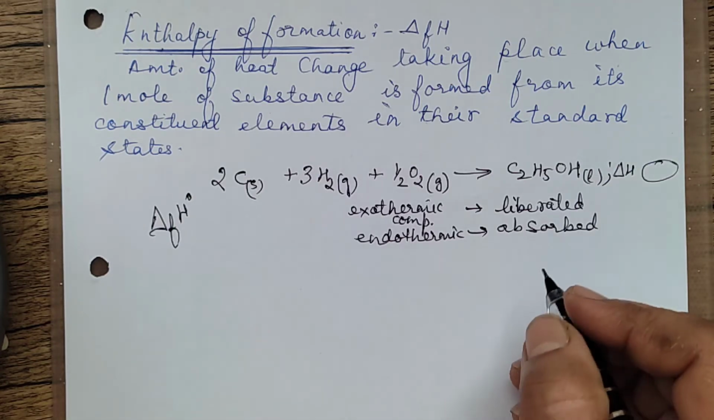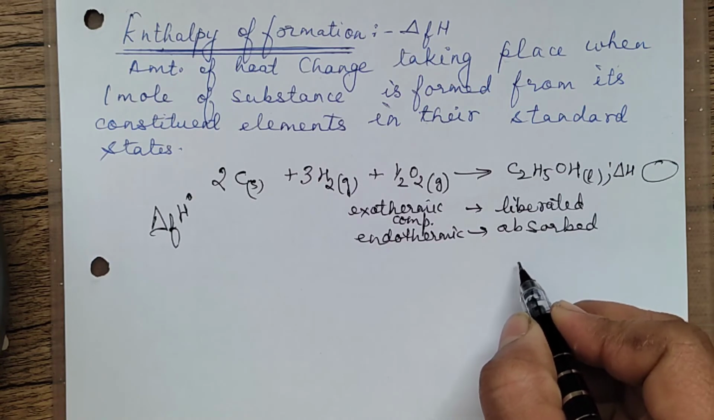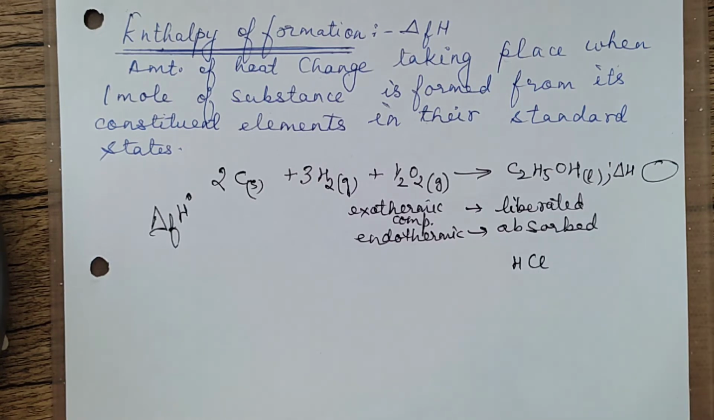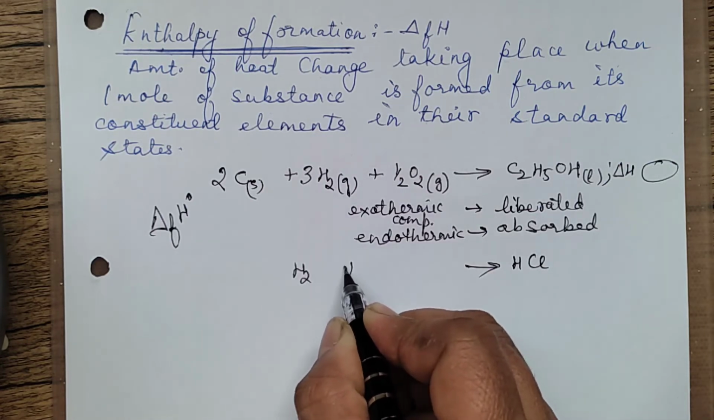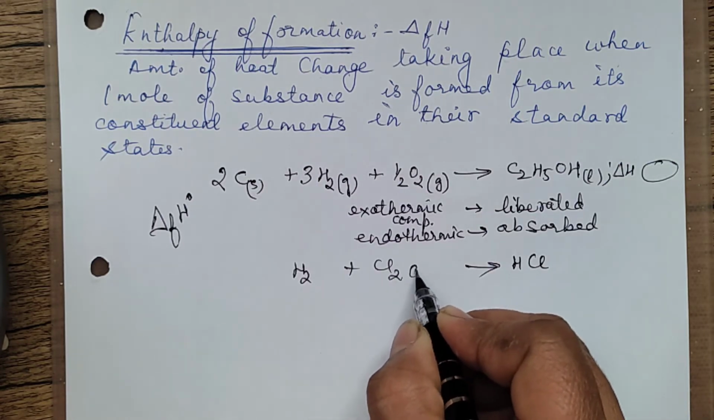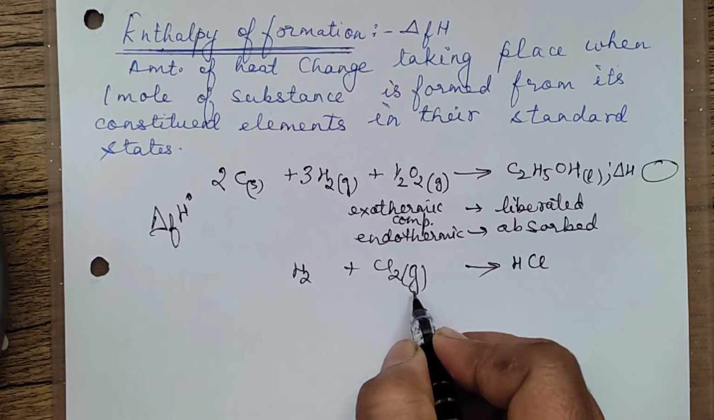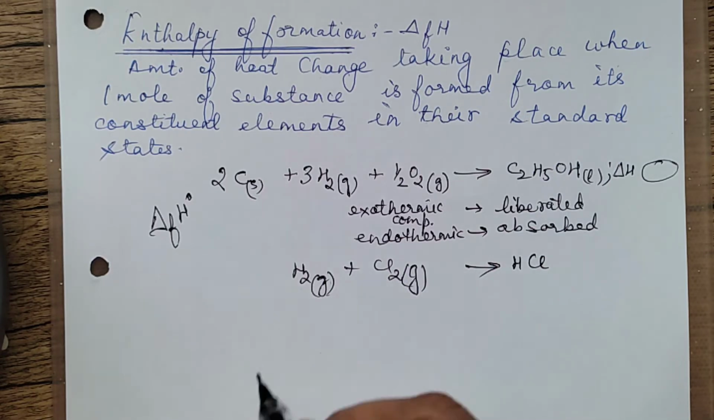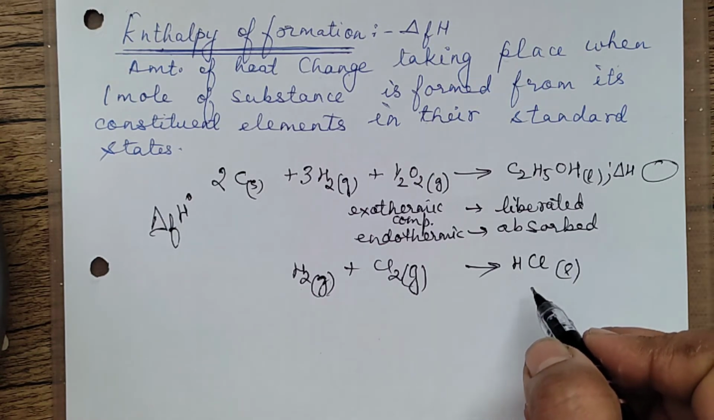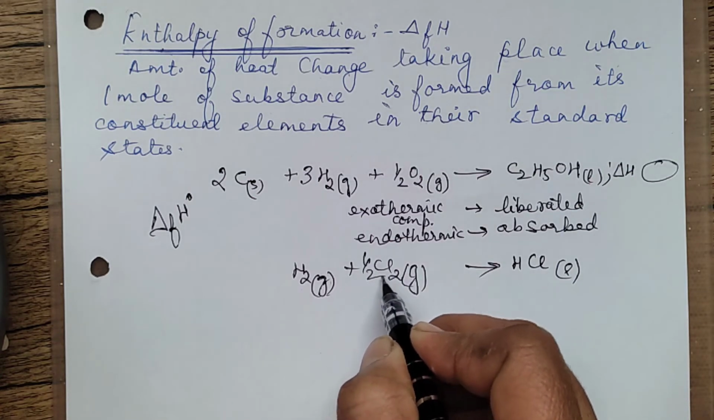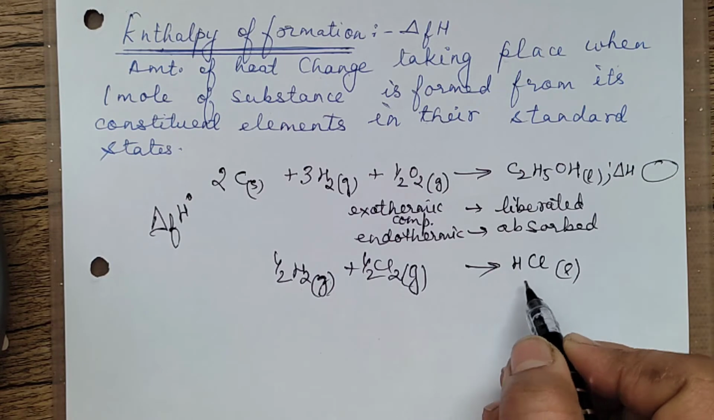Now, whatever is to be formed should be 1 mole, as I said. Suppose we have to write down the formation of HCl. What are the constituent elements? H2 and Cl2, which will be in the gas state. This is the standard state of chlorine, this is the standard state of hydrogen, and this is the standard state of HCl. To form it, this should be 1 mole, because in that process only we say it is enthalpy of formation. So to balance it, you will make this half and this half, not this 2.